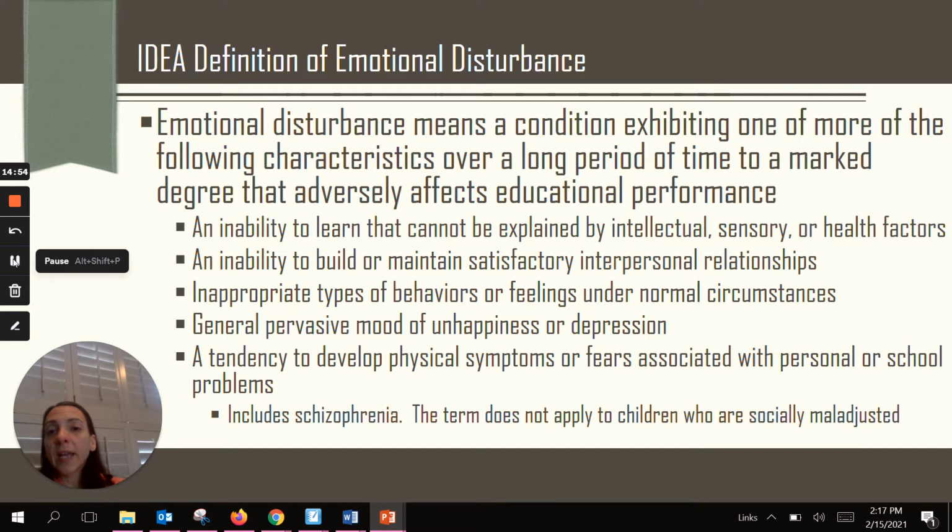There's an inability to learn that cannot be explained by intellectual, sensory, or health factors. There's an inability to build or maintain satisfactory interpersonal relationships. There's inappropriate types of behaviors or feelings under normal circumstances. There's a general pervasive mood of unhappiness or depression. There's a tendency to develop physical symptoms or fears associated with personal or school problems. Emotional disturbance does include schizophrenia, but it does not apply to those who are socially maladjusted. So you'll see this when you have your MET forms for students with EI. It lists those 5 eligibility criteria, and you're going to check the ones that the students have.